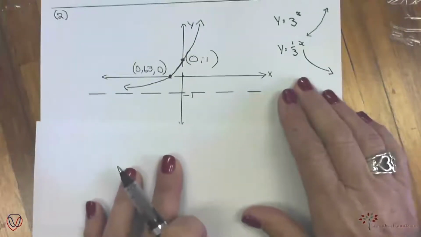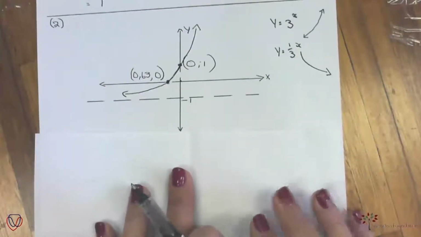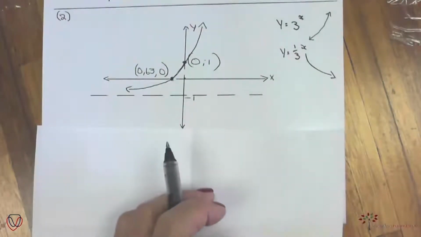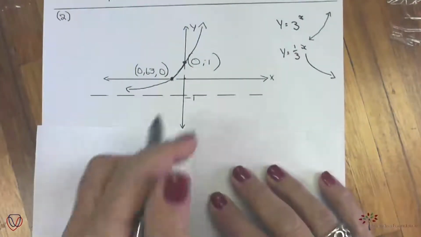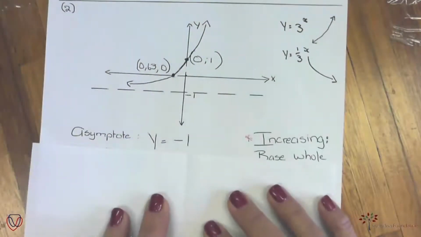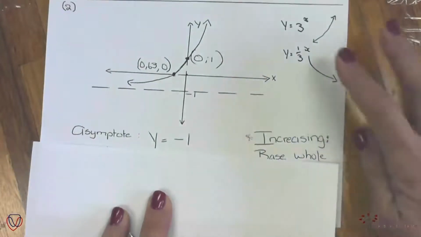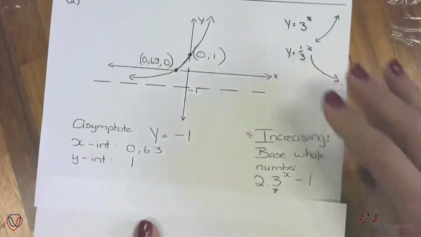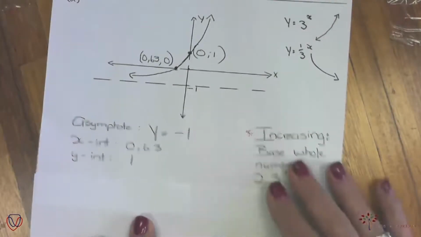Oh my goodness, that is quite right, people. So the asymptote, the line the graph will never touch, is going to be y is -1. I wrote it there. It's increasing because the base is a whole number. X-intercept, y-intercept. And there I drew your graph for you.